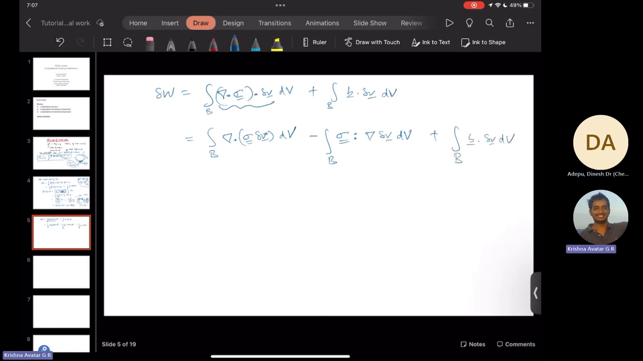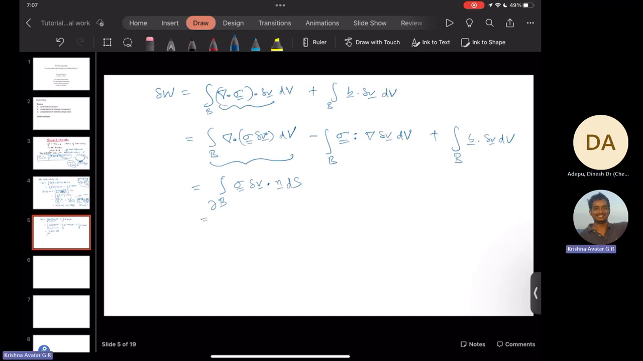Now look at the first term here. This is the well-known Gauss divergence theorem, right? The divergence of some vector quantity over the volume comes down to an integral over the boundary surface, sigma dot n, where n is the normal vector, dS. Now you'll see, let's first deal with this equation.